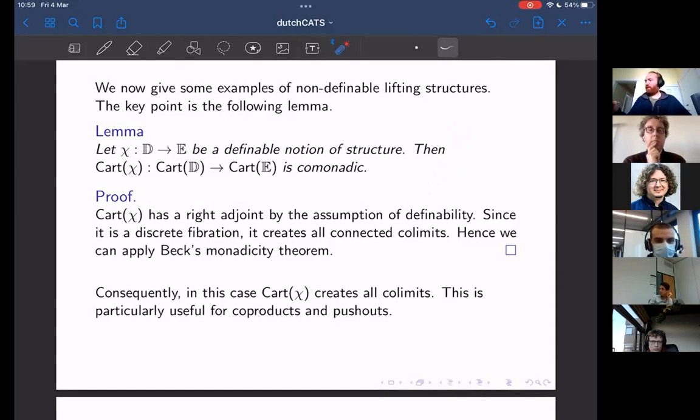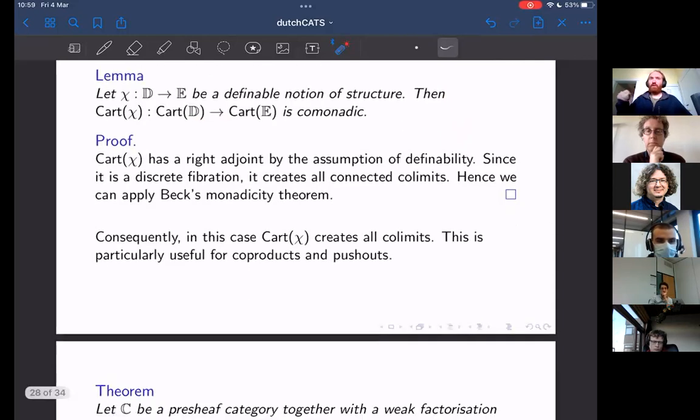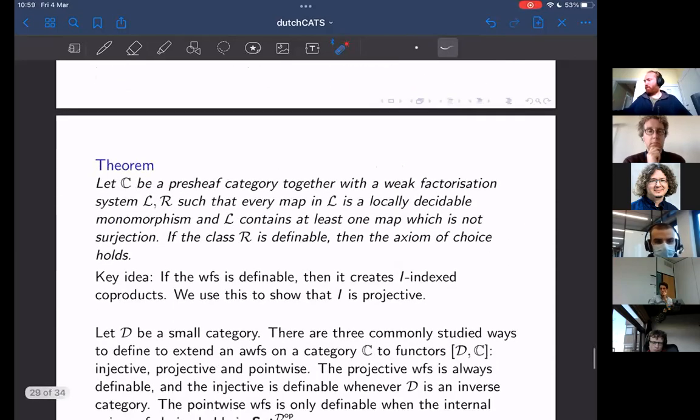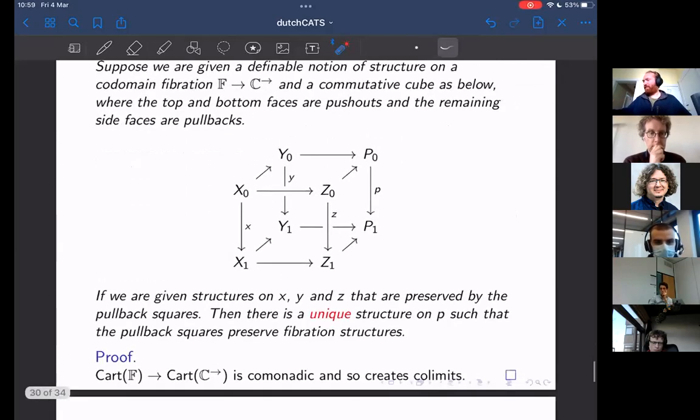In particular, one of the characterizations of definability is that this functor has a right adjoint, and it turns out that the discrete fibrations always satisfy the necessary condition to apply Beck's monadicity theorem. So this has to be comonadic if it has a right adjoint, and comonadic functors create colimits.